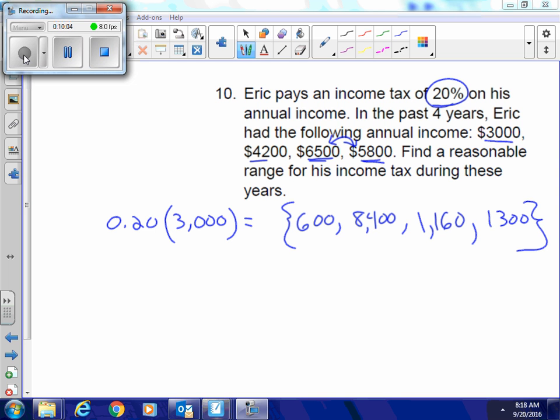And this is my range of his income tax. I took 20% of each one of his earnings. But first I put his earnings into order.